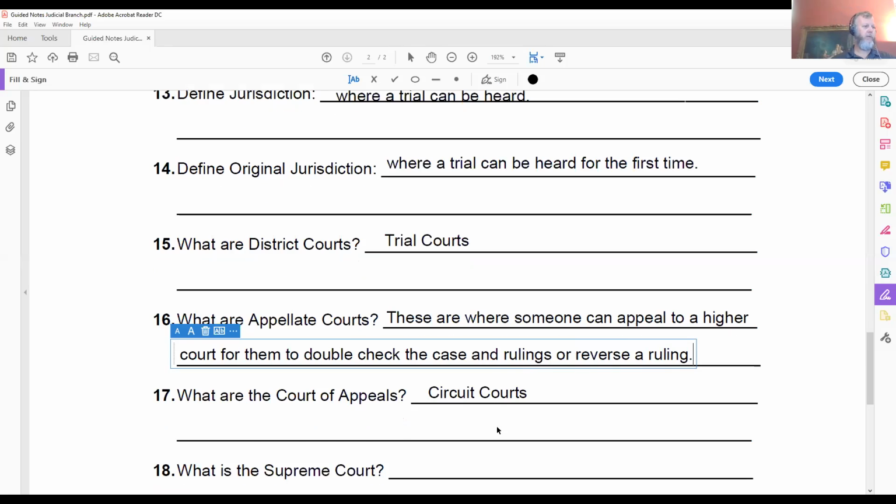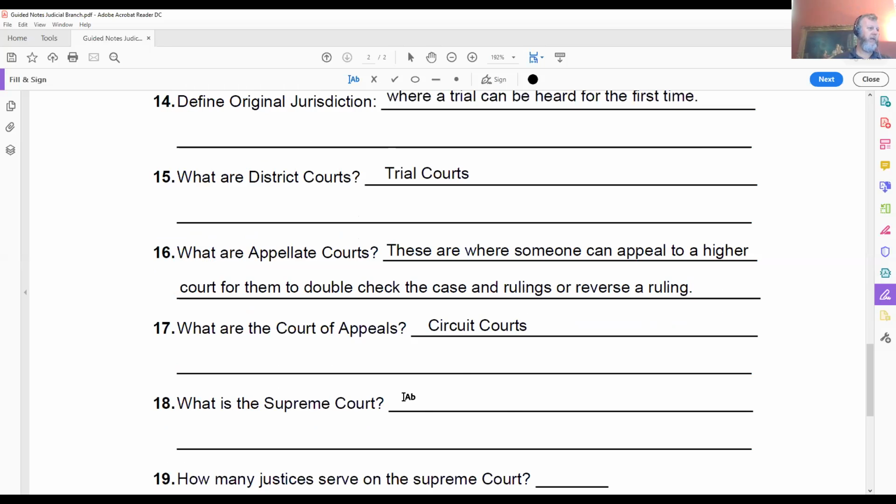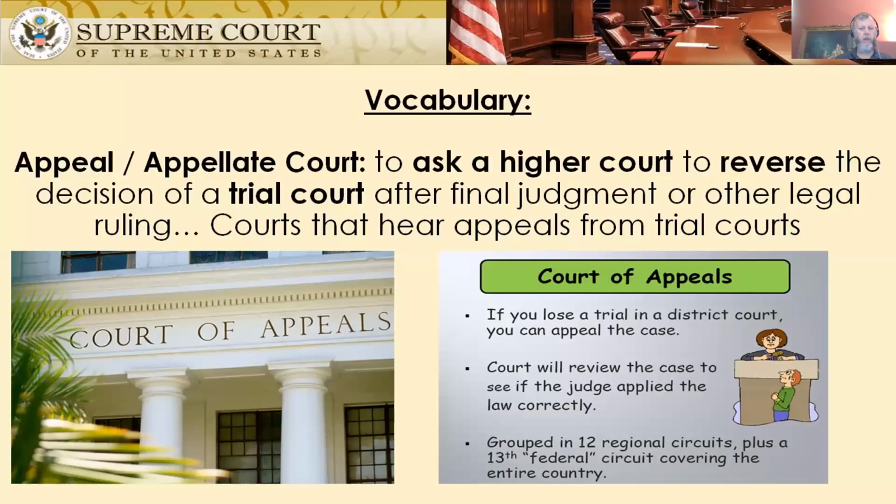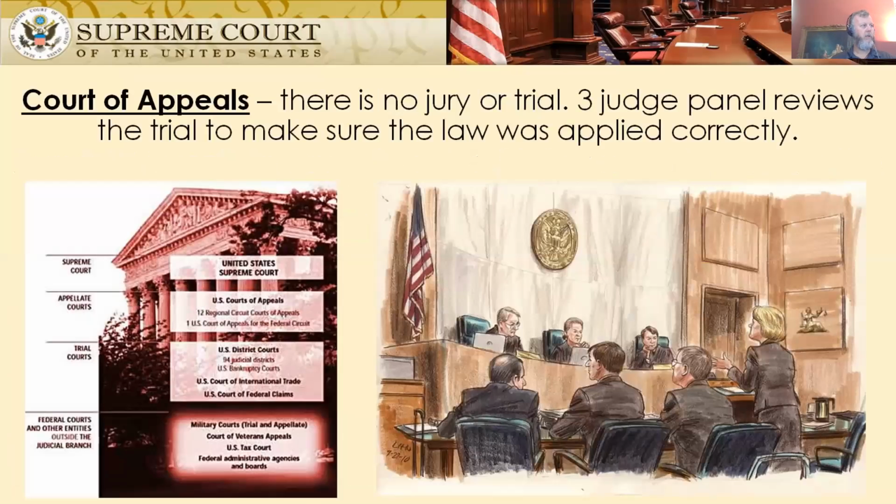All right, we're down now to what the Supreme Court is. So let's get back to our PowerPoint. Oh, there we are. Let's see, double check. Bam. All right, so here we are. We know then that the circuit court is the court of appeals. So here you can see a picture of an appeals court hearing.